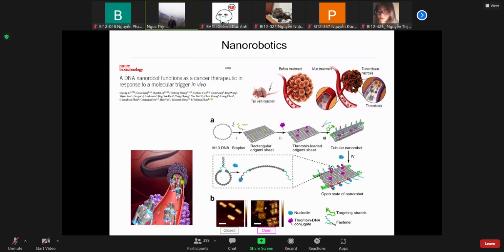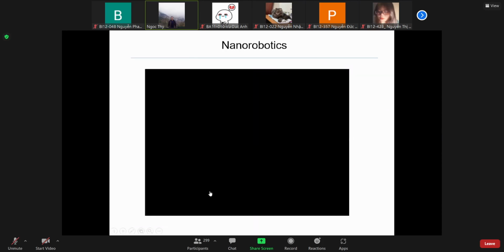And there, it will release the chemical regions, start to open the structure, and release the chemical region to kill the cell. So let's watch a small clip on how a structure of nanorobot was formed from the circular DNA.